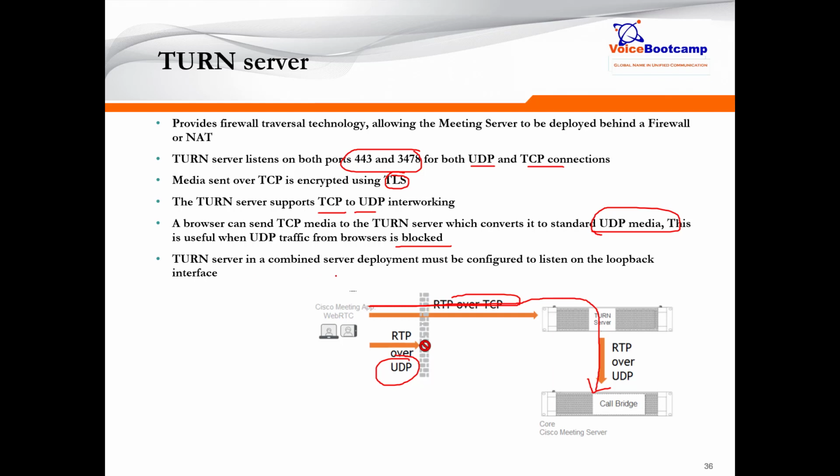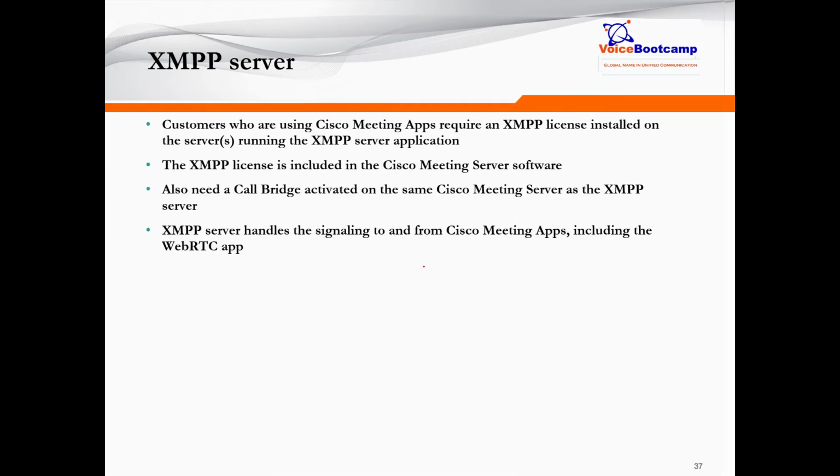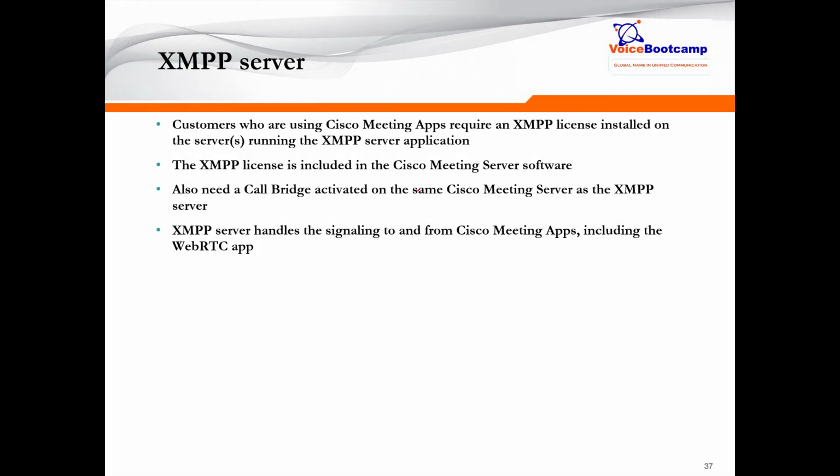Now, the TURN server in a combined server deployment must be configured to listen on the loopback interface. Next is the XMPP server, which is a server used by the Cisco Meeting application. So if you're going to use this application, you must have the XMPP license installed on that server. The XMPP license is included in the meeting server software, of course. You also need a call bridge activated on the same meeting server as the XMPP server. So what does XMPP do? It handles signaling to and from the meeting app, including the WebRTC application as well.